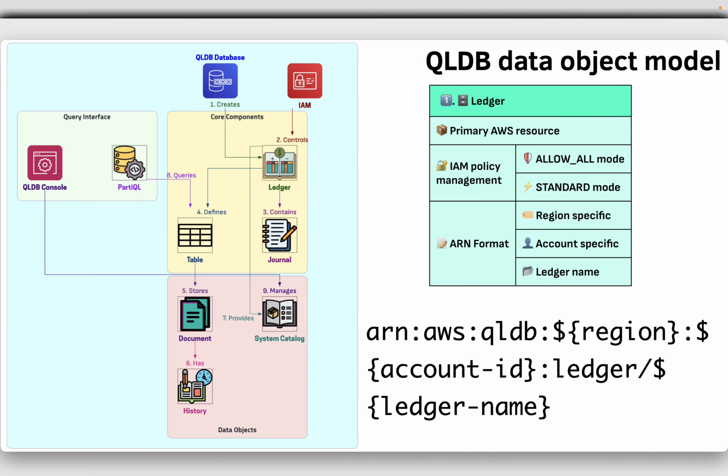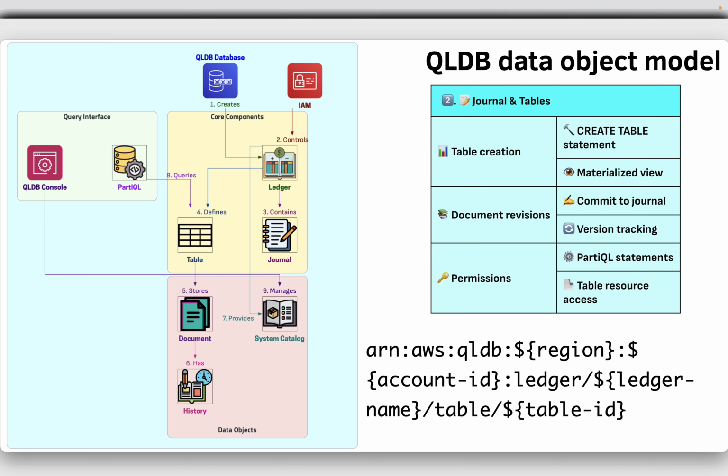So next is the QLDB data object model. So ledger, which is the database. Ledger is the primary AWS resource type in Amazon QLDB. It is created first and you can manage access to it using AWS Identity and Access Management policies, which grant permissions to run API operations. The ledger ARN, Amazon Resource Name, format looks like this. We have ARN, AWS, QLDB service, the region, then the AWS account ID, then ledger fixed, and then the ledger name.